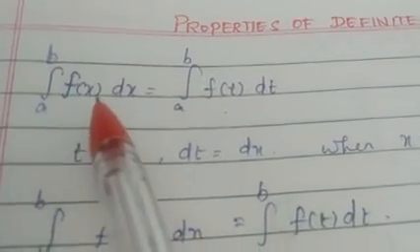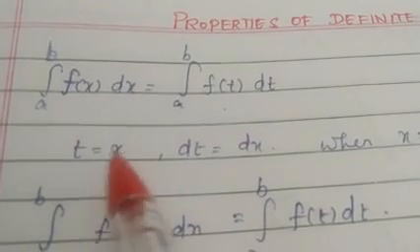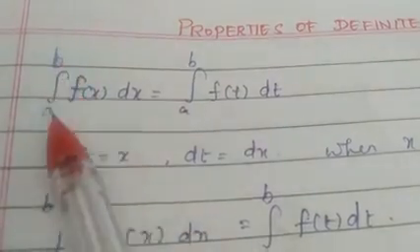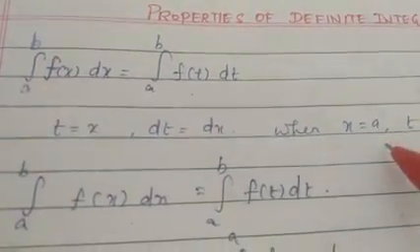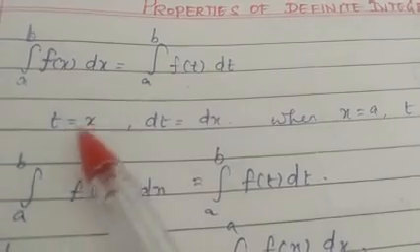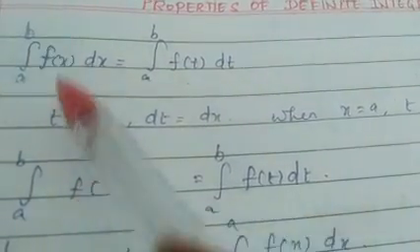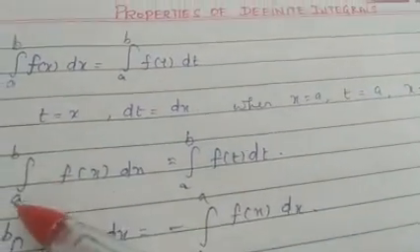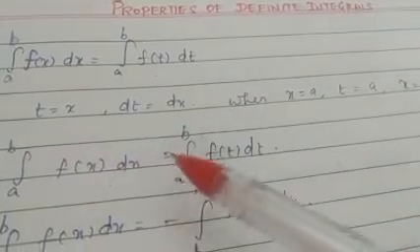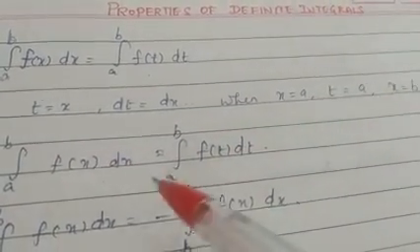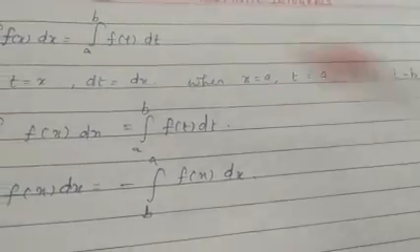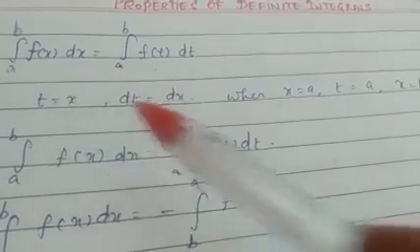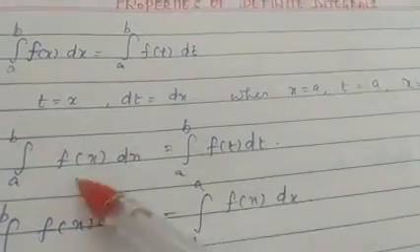If you are applying substitution, let us assume t to be x, then dt will be dx. When there is a limit, if it is a definite integral, you need to change the limits. Therefore, when x is equal to a, t will be a. When x is equal to b, t will also be b. Now we substitute: when x is a, t is a, and when x is b, t is b. Since you have assumed t to be x, substitute t here.